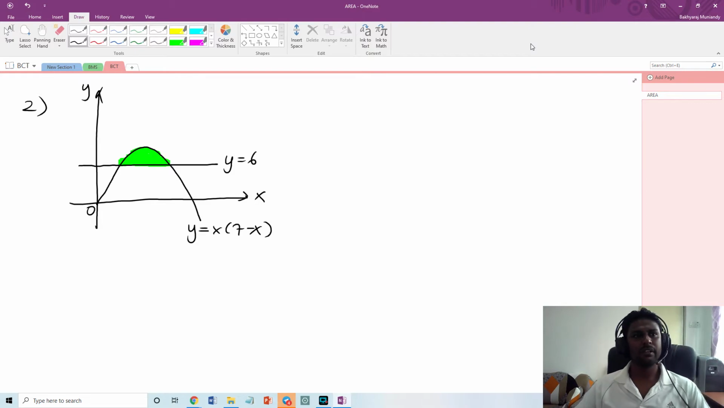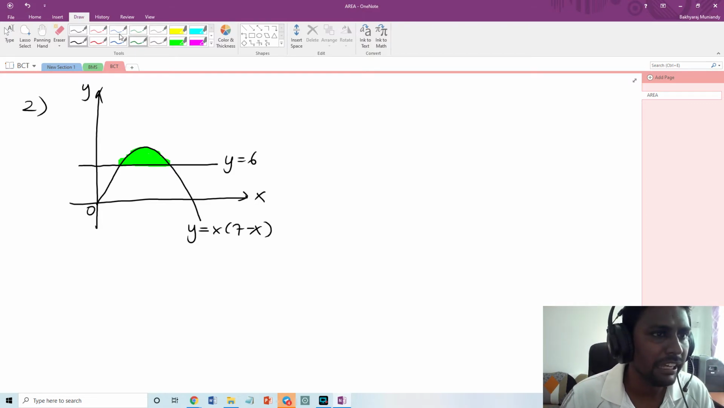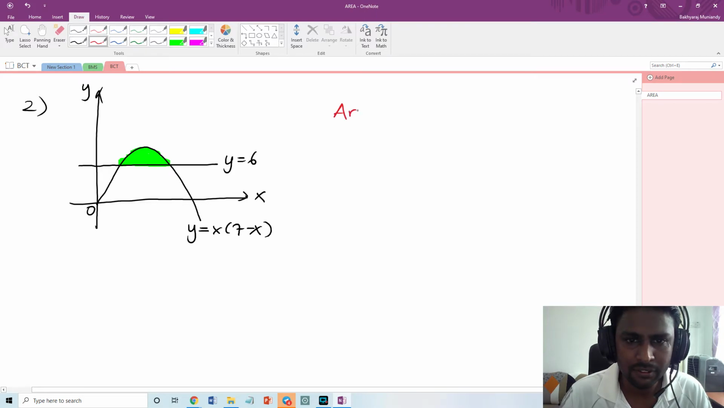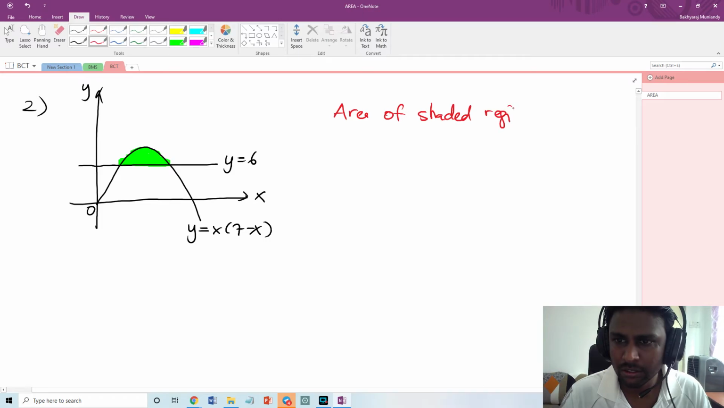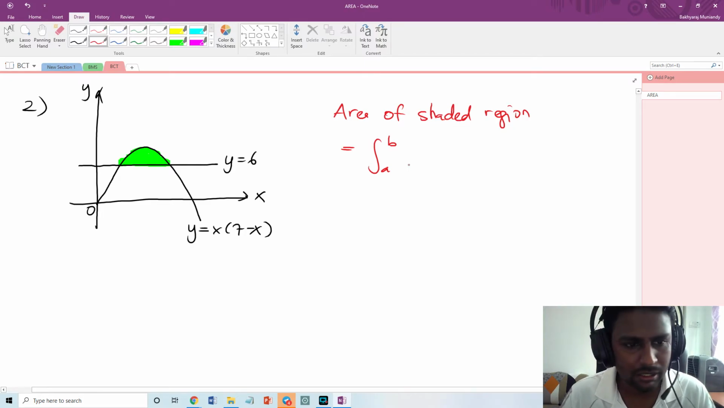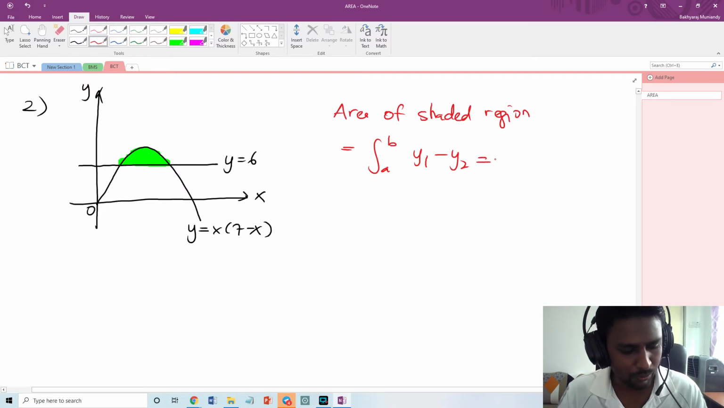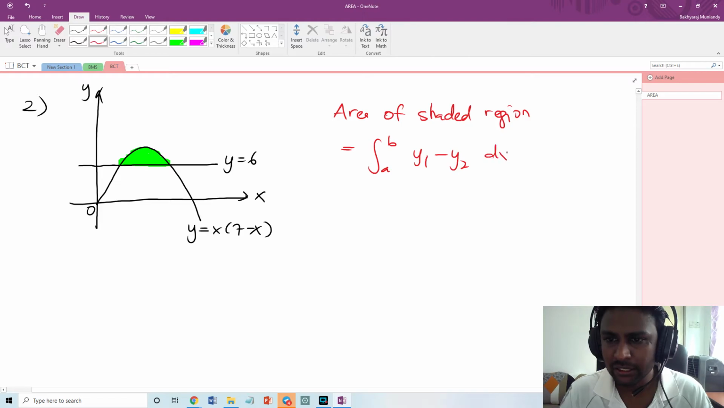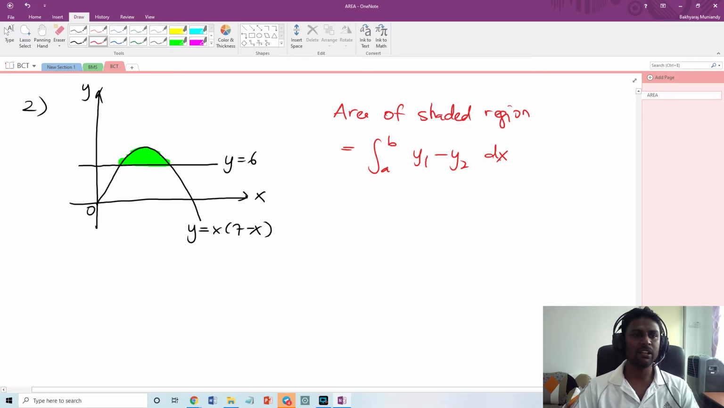Okay, so now what is the formula? Okay, back to the formula. Area of shaded region, okay, equal AB. Okay, I want to substitute my function. Okay, consider I put y1 y2 dx. Okay, I mean this one easy to understand lah. Okay, which one you consider as your y1, which one you consider as your y2? You need to understand what is your y1, what is your y2.